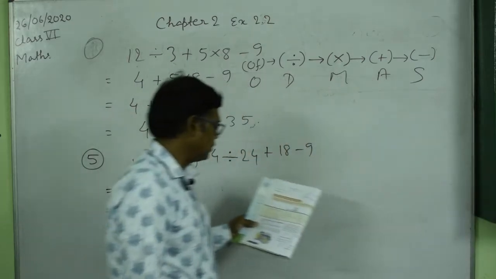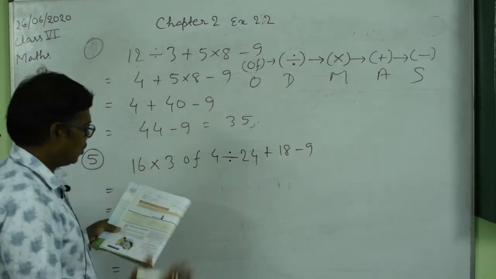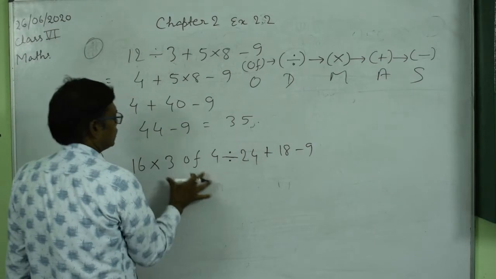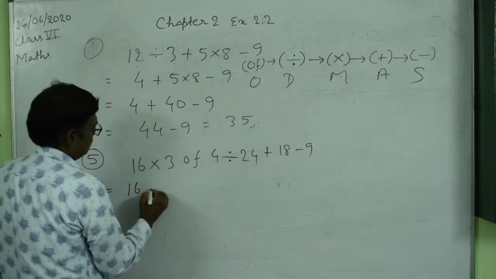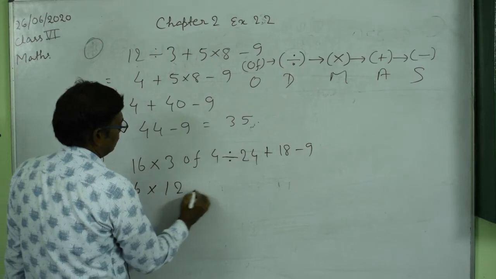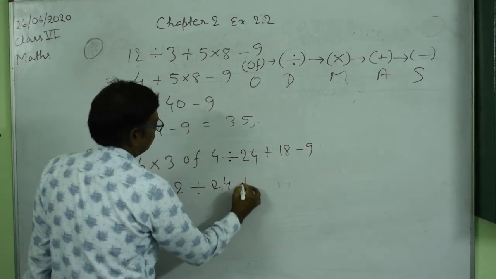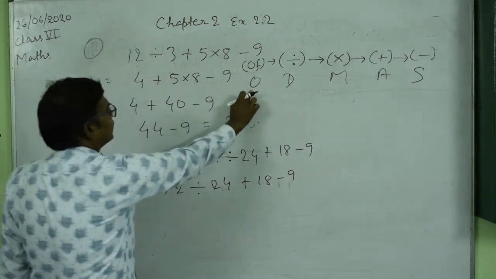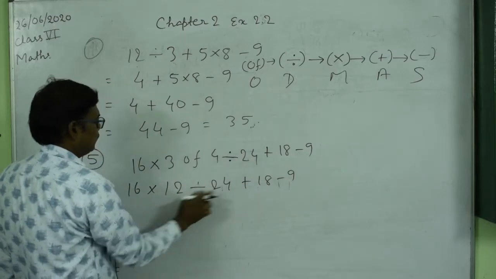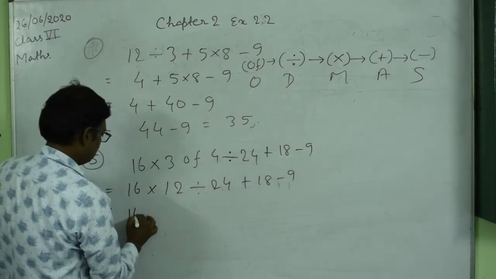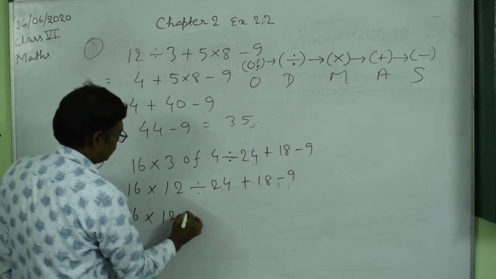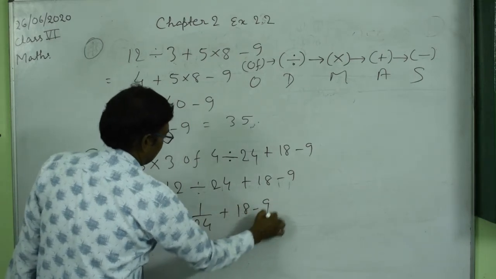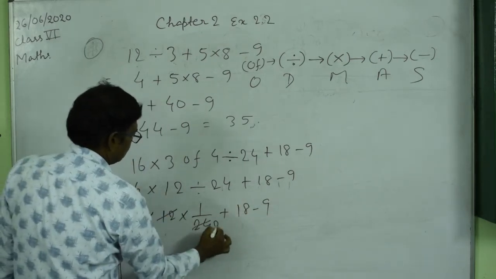In this question you have 16 into 3 of 4 divided by 24 plus 18 minus 9. Here there is division, so first we will do the of operation. 3 of 4 is 12, so 16 into 12 divided by 24 plus 18 minus 9. See, of first, then division. Now we will divide 12 and 24, so it will be 16 into 1 by 2 plus 18 minus 9.